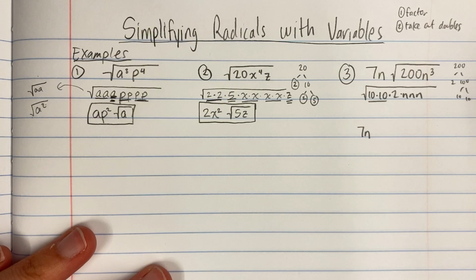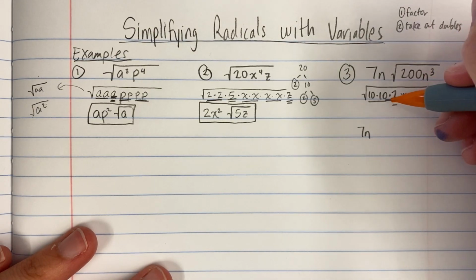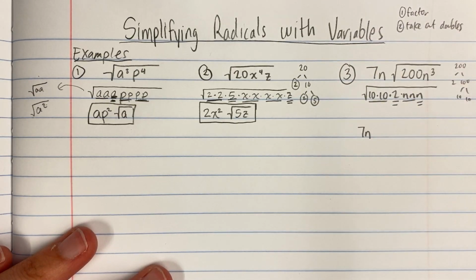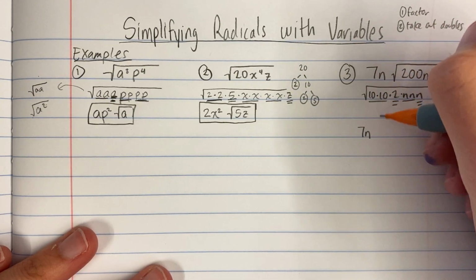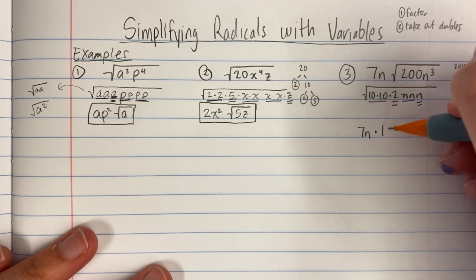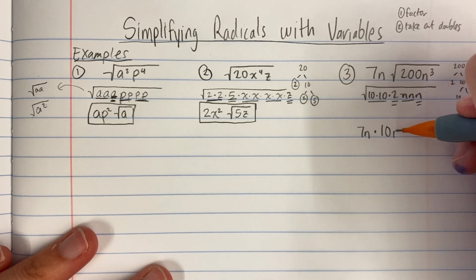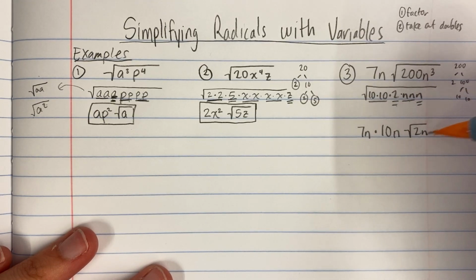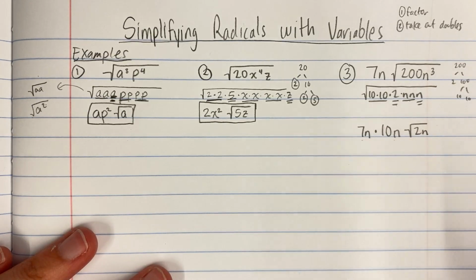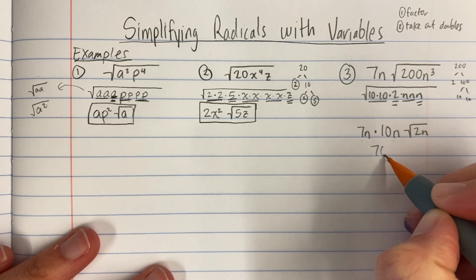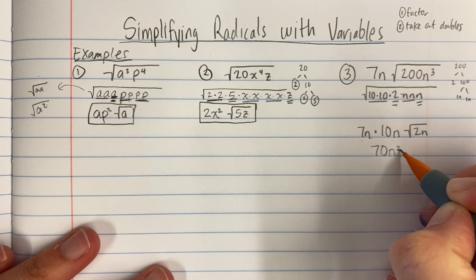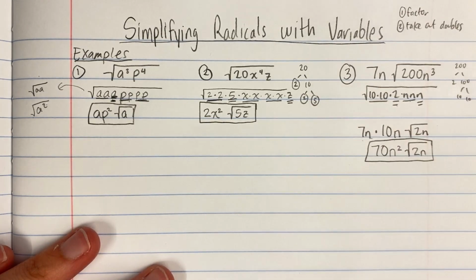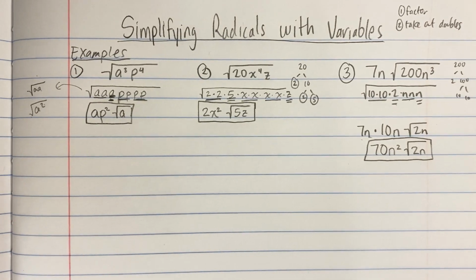This 10 is going to the outside. The 2 is a single, right? The 10 is a double, 2 is a single. These n's are a double, this n is a single. So this becomes, on the outside, look, I'm just gonna bring it down here, 10, an n, and then on the inside, I'm left with a 2 and an n. And then, just like always, I multiply the two things on the outside. So 7 times 10 is 70, n times n is n squared. And I'm left with this, okay? It's gonna be your turn right now to try it in IXL.